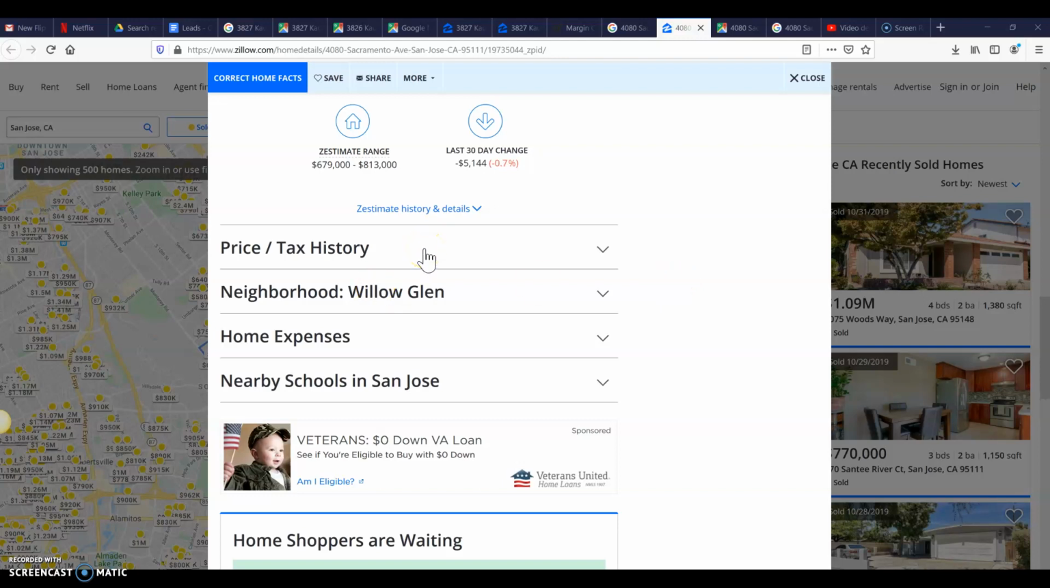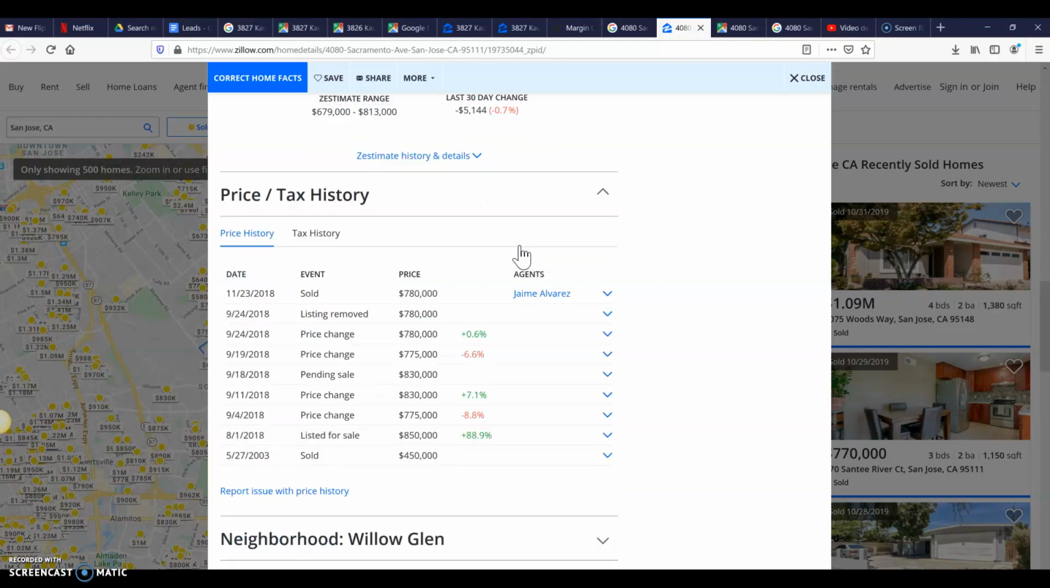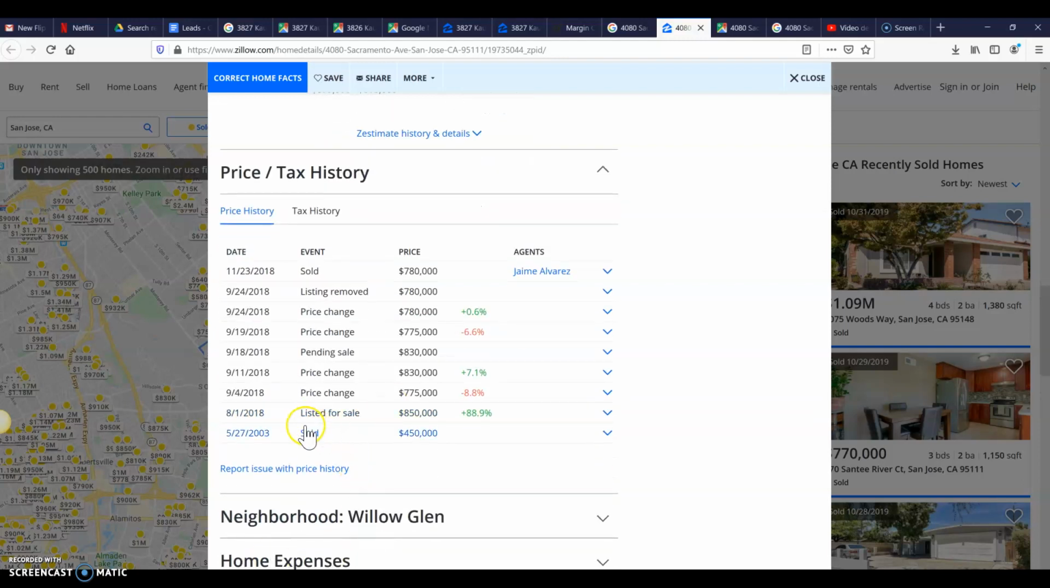All right, so when you click on price and tax history, the history of the listing is going to show up. It's going to show you when it was sold, when it was listed for sale, when there's price changes, when there's a pending sale, and when it's sold again or listing removed. Any sort of adjustments to the house will be in price and tax history. Sometimes you might see sold in the 1980s. It'll take you all the way back. I don't know exactly how far back, but you may see some very old dates come up in here.